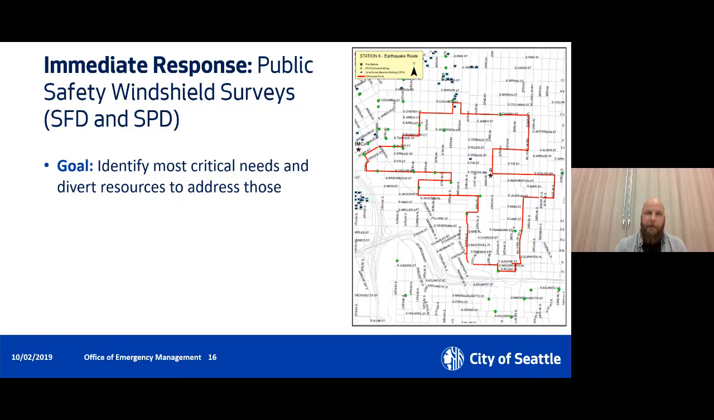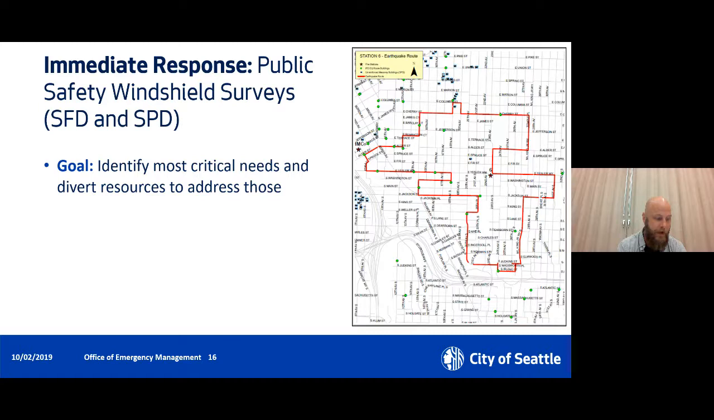I think for the public, the thing to know is that you should not be surprised if after the earthquake you see a fire truck going by you, even if your single family house is on fire or you have an emergency happening right then and there. The first thing that they need to do is really identify what the most critical needs are, so that we can then allocate resources to those needs.